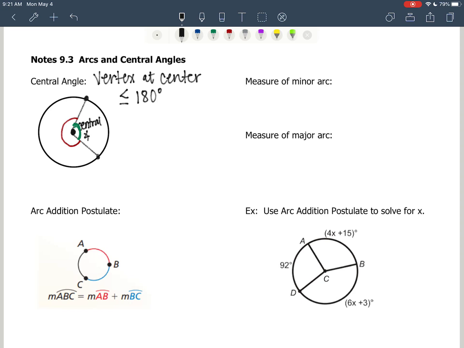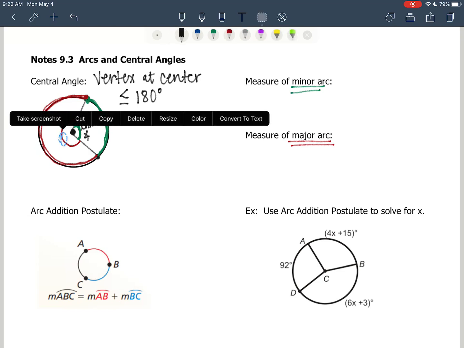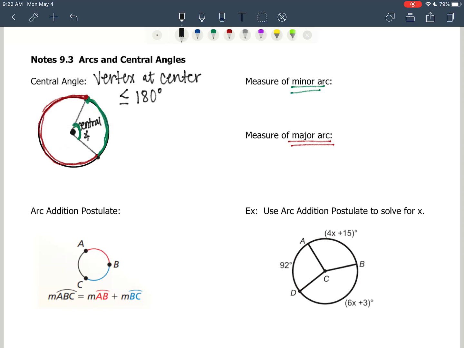Okay. Now an arc, we're going to have arcs. So we're going to have this green arc. That's called the minor arc. And we're going to have the red arc. And the red arc is the major arc. I'm going to put some letters here so that I can name these things. So here we've got the center, O. I've got a point that I'll call A, and then B and C.